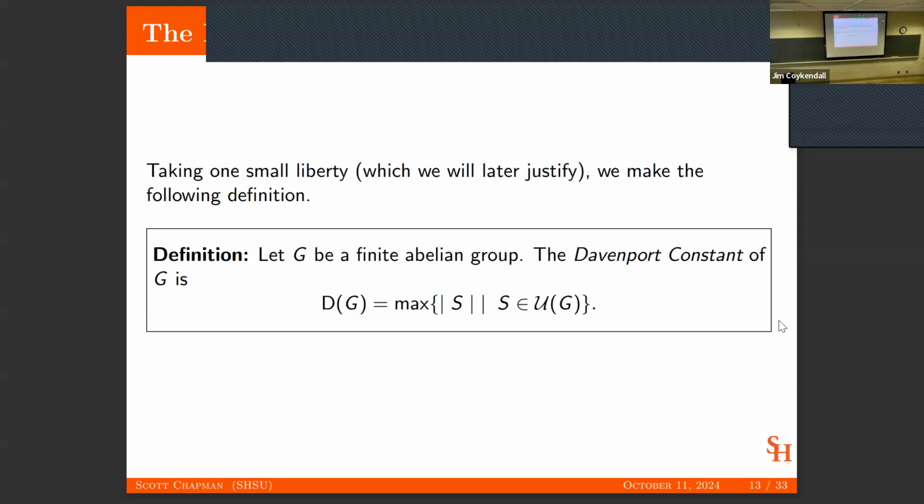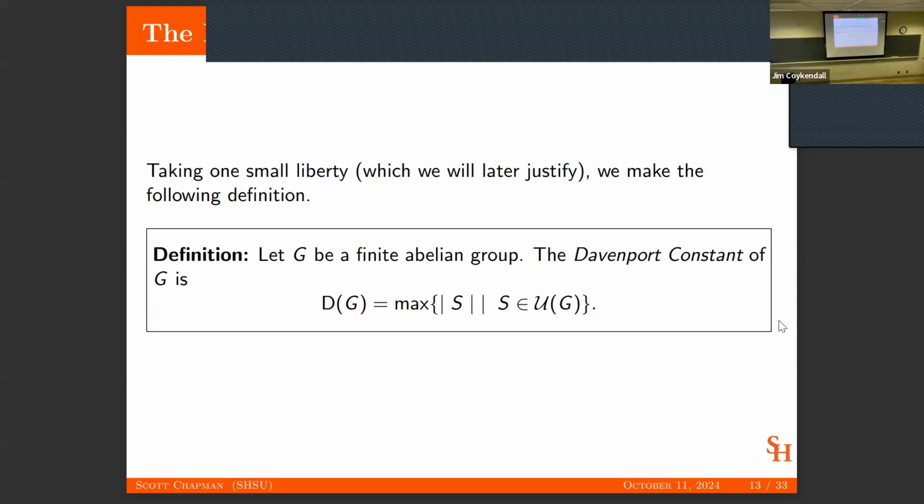Now, I've already convinced you that finite might be big, but it's finite. Okay? So this set over here is finite. So take the maximum of it. We're going to call that the Davenport constant. Davenport was a famous number theorist. This definition seems to have emerged in the 60s at a conference that was in his honor for like his 65th birthday or something like that.